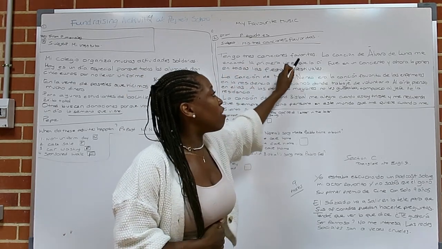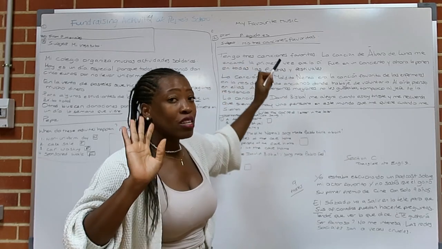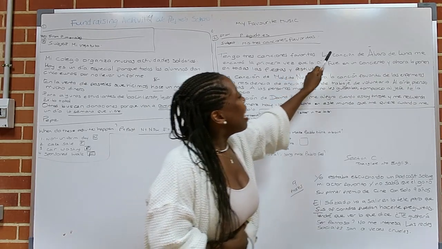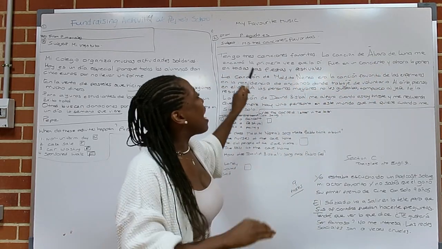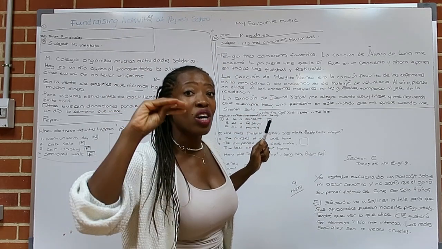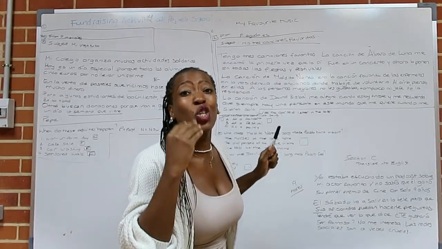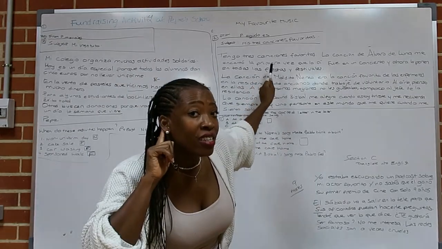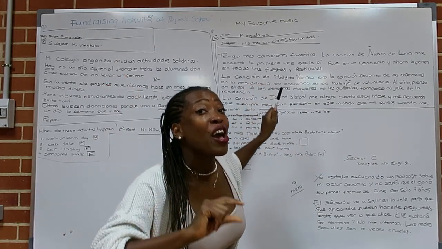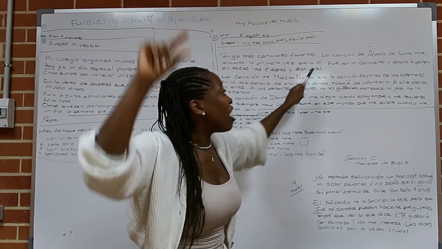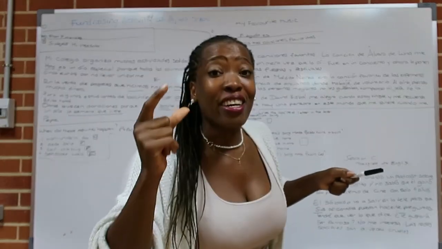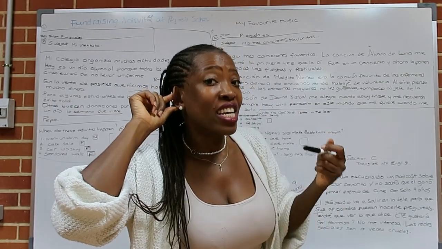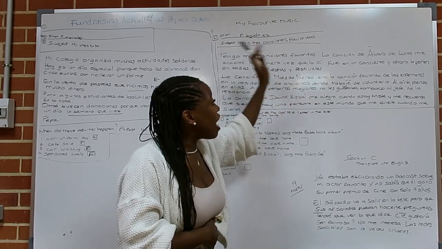Tengo 3 canciones favoritas. Okay? I don't have to translate that for you because I know you know what that means. La canción de Álvaro de Luna me encantó. Me encantó. I loved it. La primera vez que la oí. The first time I heard it. La oí, heard, from the verb oír. I know you've been used to seeing escuchar, which is to listen, and oír, which is to hear. Okay? Right. The first time I heard it, I loved it.